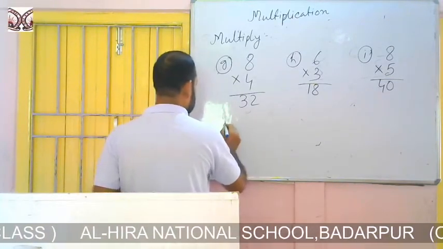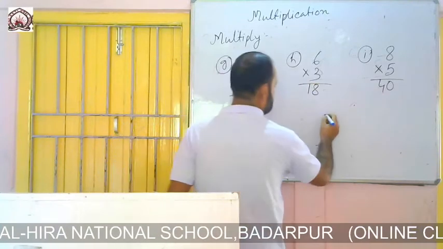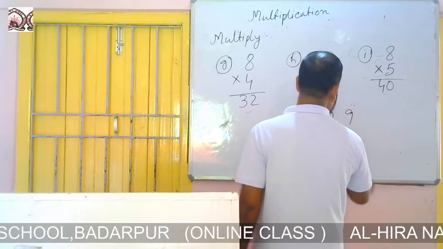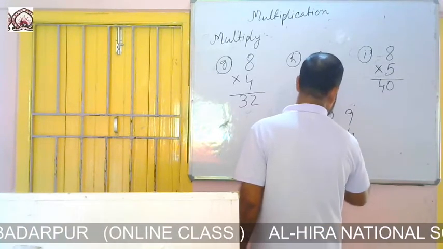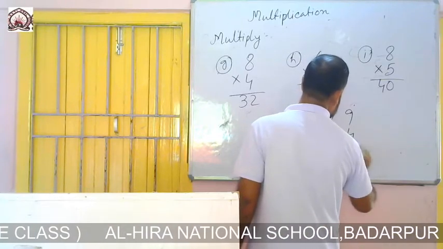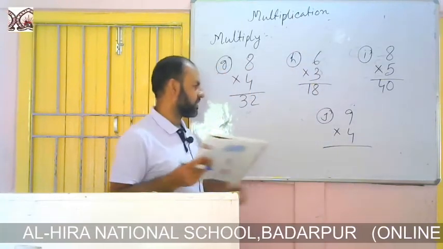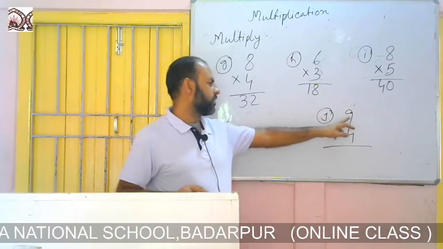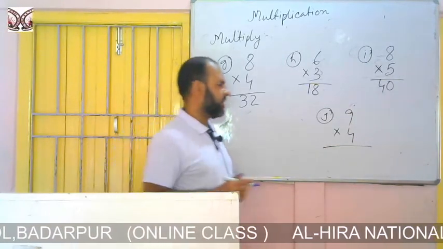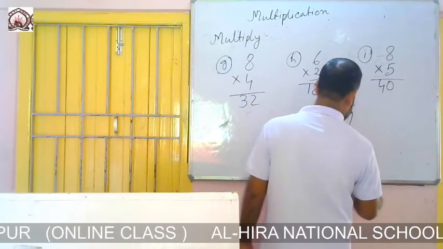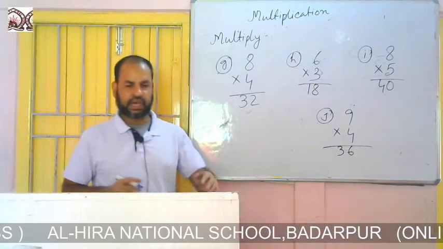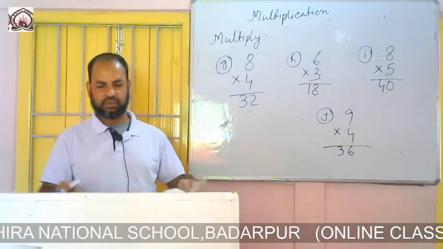Next question. 9 into 4. So we know table number 9. 9 4s are 36. Then also we count once again. 9 1 is 9. 9 2s are 18. 9 3s are 27. 9 4s are 36.